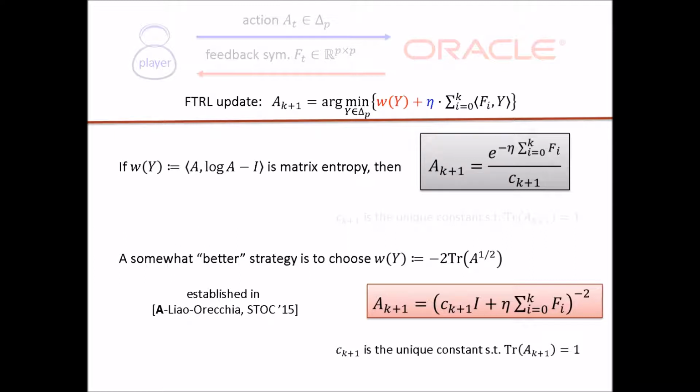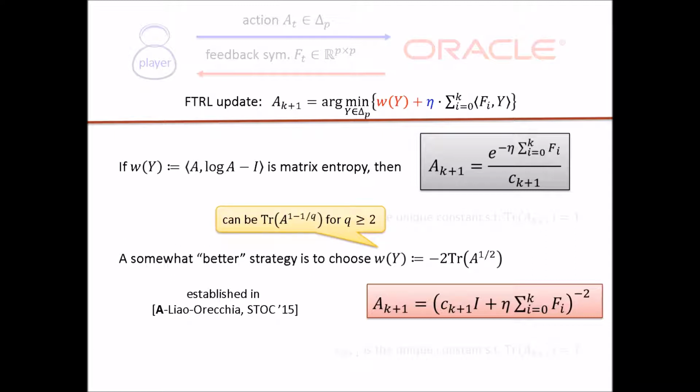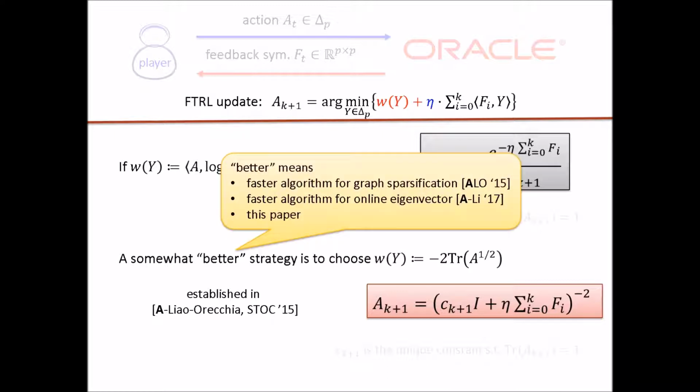Okay? So in fact, in our paper, in that paper 2 years ago, we showed a general framework for any regularizer that is like the trace of A to the 1 minus 1 over q. But for this talk, it suffices to think about q equals 2. That's good enough. And also, I haven't defined what better means here. This adjective better doesn't mean better always. It means that for certain applications, the strategy is better.